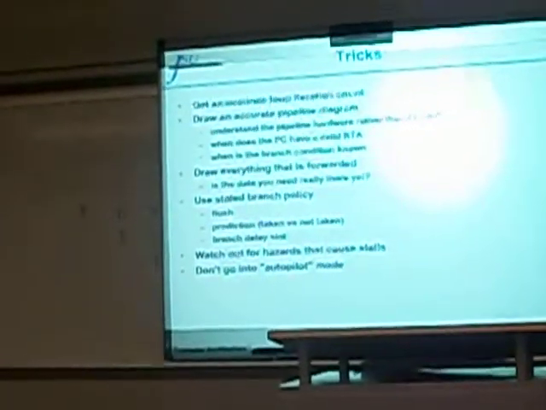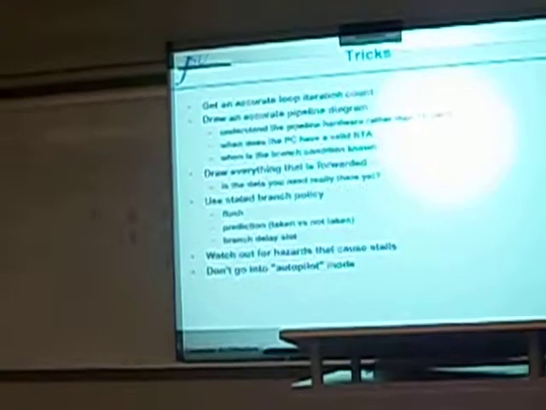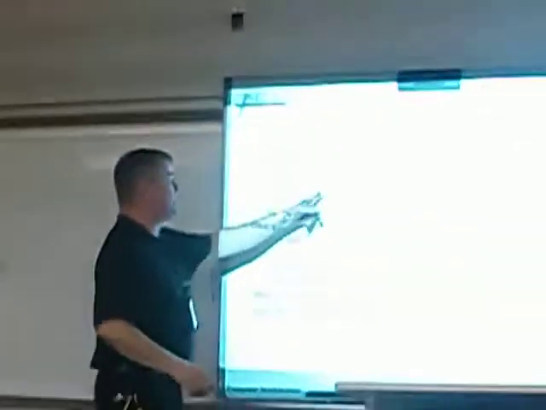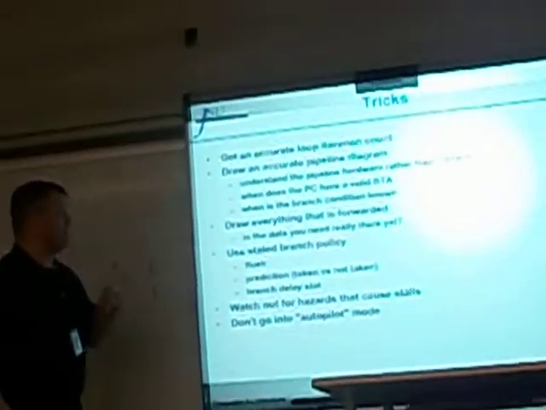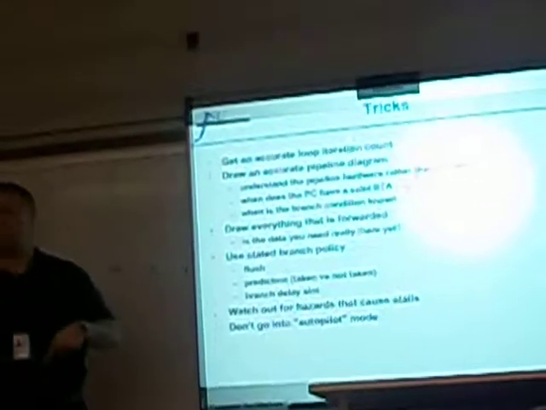When the branch is in the execute stage. If it's the first one that we looked at, when is the PC valid? When the branch enters write back. So you need to know when the program counter has a valid branch target address. You also need to know when the branch condition is known.